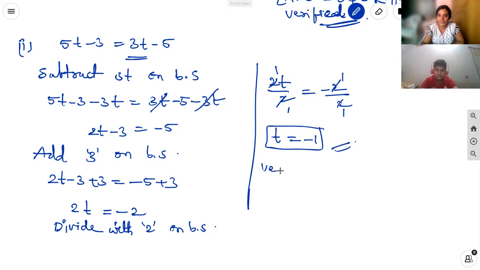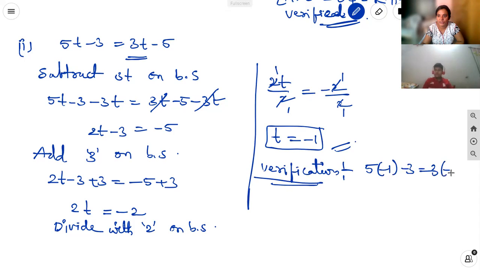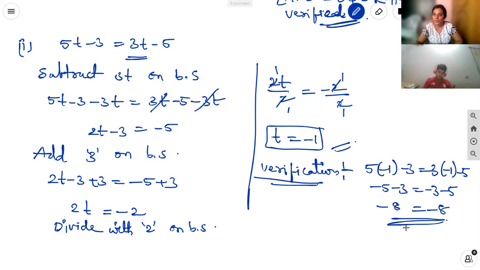Just verification. Verification is, here 5 into minus 1 minus 3 equal to 3 into minus 1 minus 5. So minus 5 minus 3 equal to minus 3 minus 5. Minus 8 equal to minus 8. If both sides we get equal value, then it's verified.